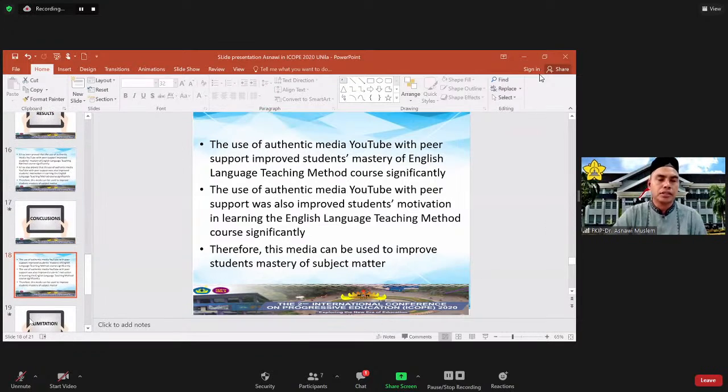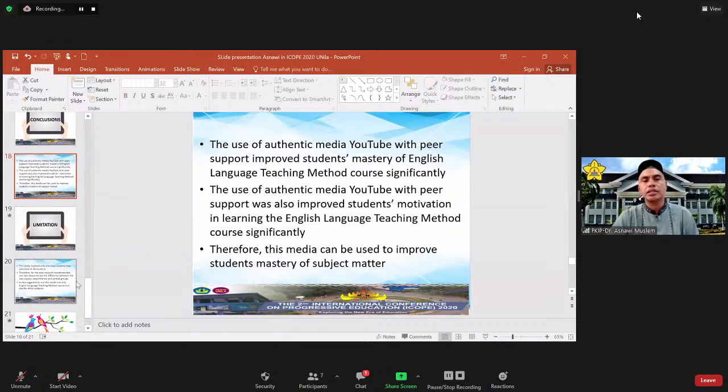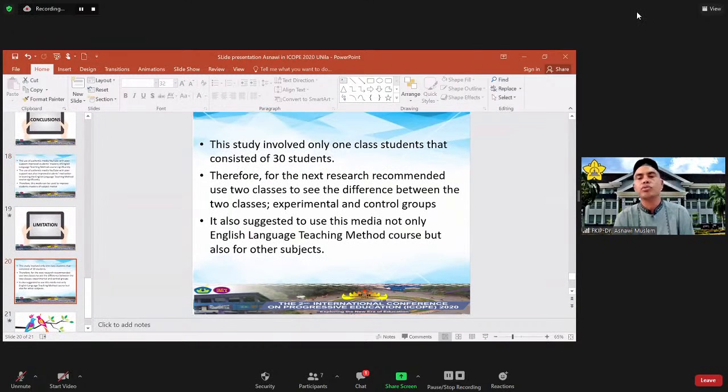So that's the conclusion. As for the limitation of the study, we can say that the study involved only one class of 30 students. Therefore, for future research, it is recommended to use two classes to see the difference between an experimental and a control group. It is also suggested to use this media not only for the language teaching method course, but also for other subjects.